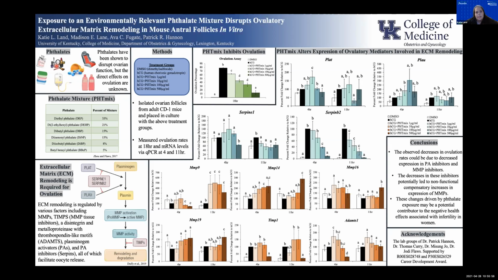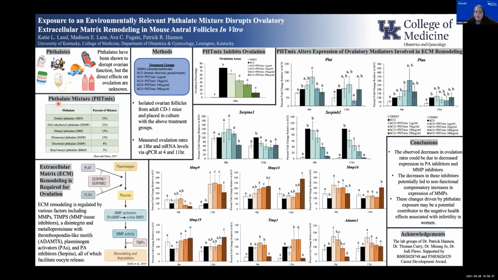Additionally, because phthalates are endocrine disrupting chemicals, we know that exposure could disrupt ovarian function. However, the direct effects on the process of ovulation are largely unknown. And so humans are also exposed to a mixture of phthalates on a daily basis. So this study utilizes an environmentally relevant phthalate mixture. And this is a unique approach because the majority of other studies investigate only single phthalate exposures. And you can see the composition of this mixture in the green table on the left of the slide here. And this mixture was derived from a study directed by our colleagues at the University of Illinois that measured the levels of phthalates in pregnant women.